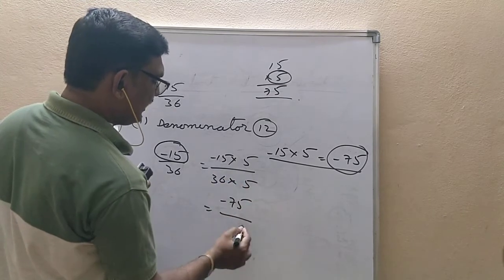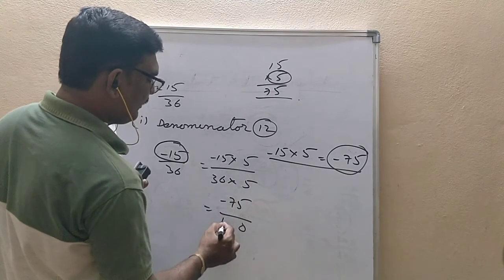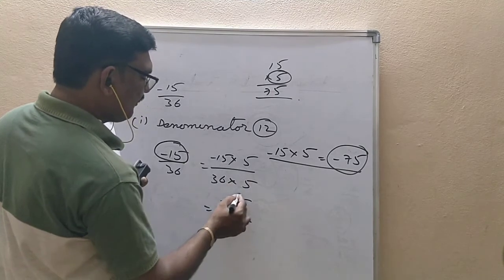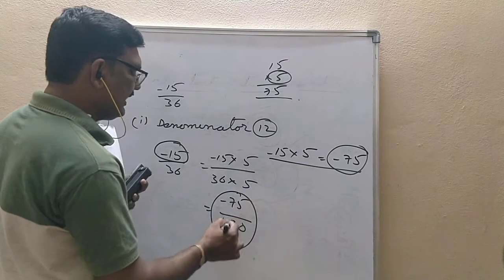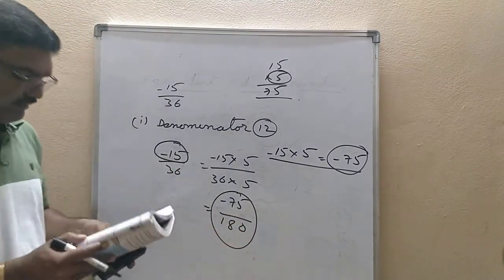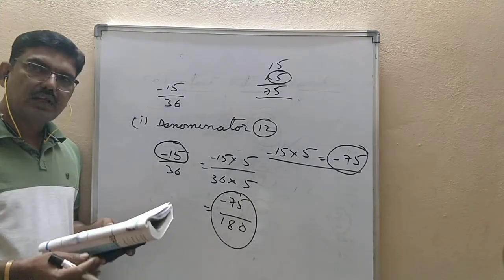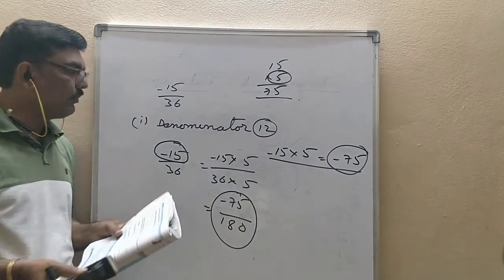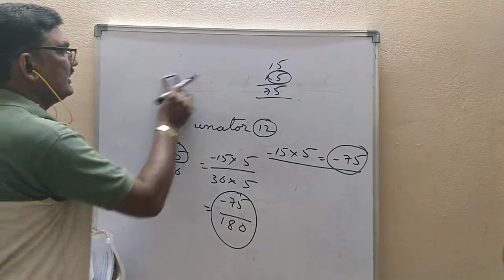So 5 6s are 30, 0 and 3 carry, 15 plus 3 is 18, so 180. So minus 75 by 180 is the equivalent fraction for what? Minus 15 by 36. Next we will go for the third problem. What is the third problem? See here.